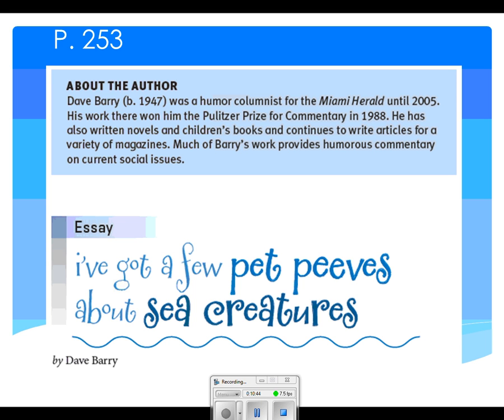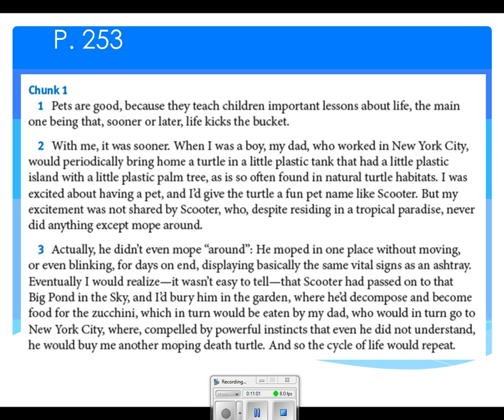So this is Dave Barry's essay. I've got a few pet peeves about sea creatures. So make sure that you're making marks as we go along. There's a couple that I will be making you create while we read too. All right, let's go ahead and get started.